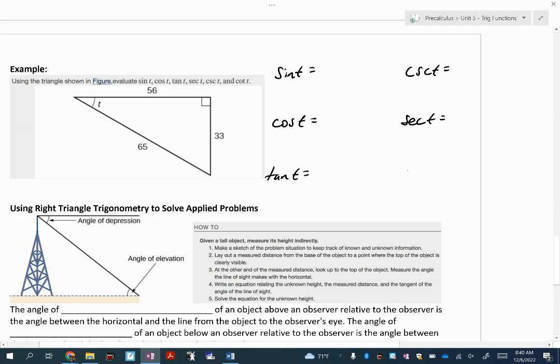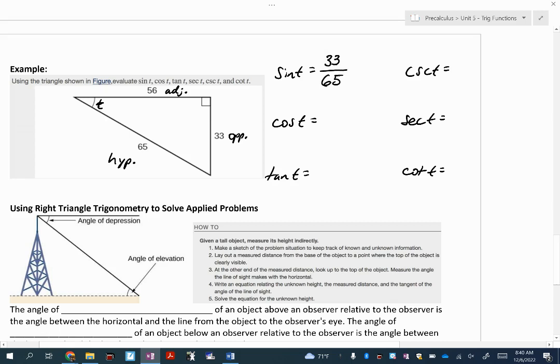Tangent of angle t and its reciprocal, cotangent. It's not imperative that you do that. I just think it helps your brain understand that the ones that are across from each other are reciprocals. All right, so if angle t, or my angle theta, is here, the opposite side is going to be 33, the adjacent side is going to be 56, and the hypotenuse, which is across from the right angle, is 65. The sine of angle t is going to be opposite, so 33 over the hypotenuse, 65.